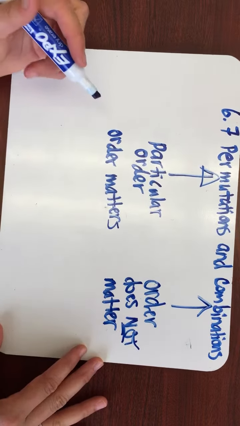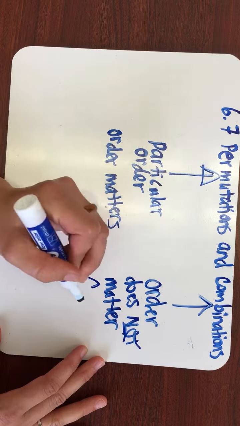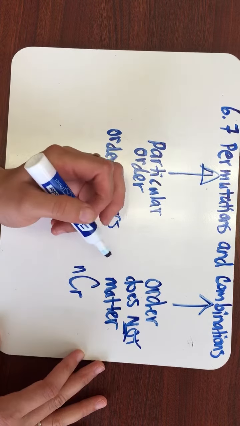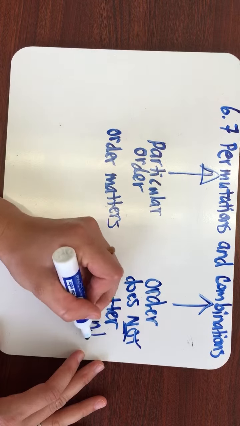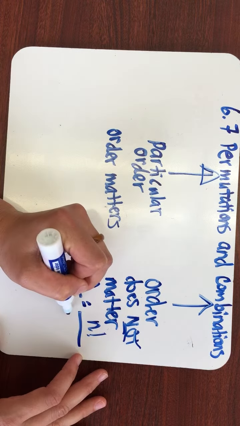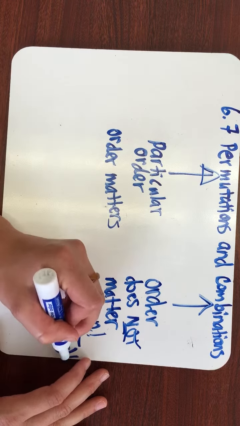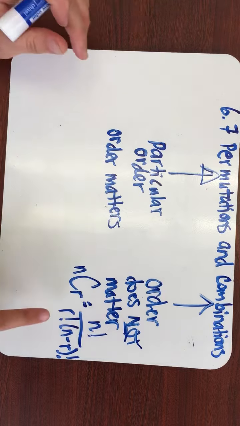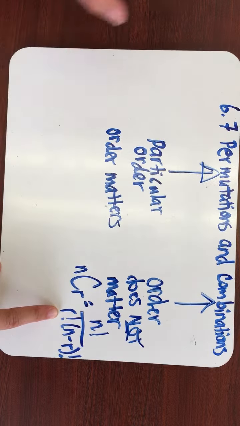So the formula for combination then is nCr, where n is still bigger than r. And this is going to be equal to n factorial over r factorial times n minus r factorial. So it's pretty similar. The r factorial is the part that we're adding on.